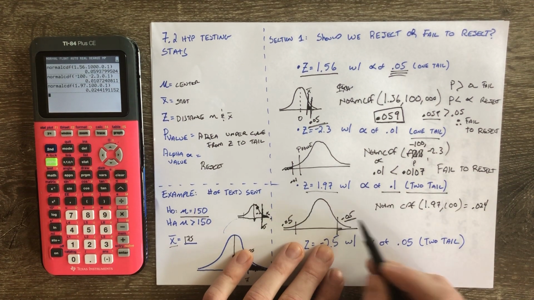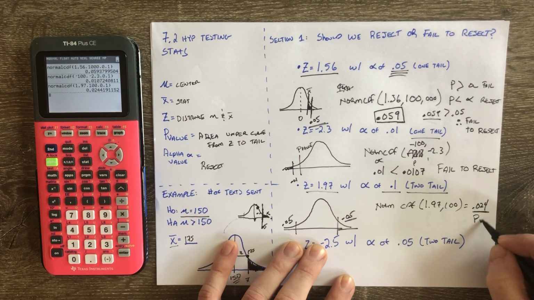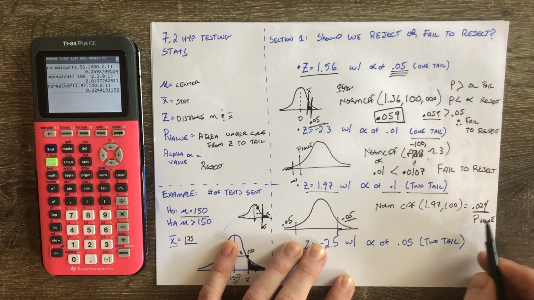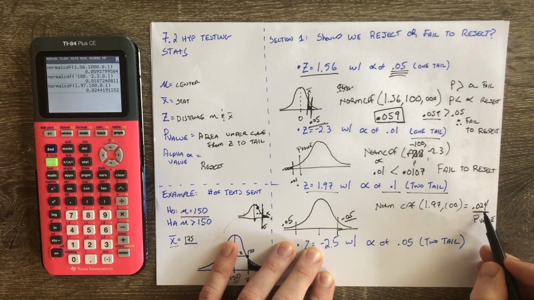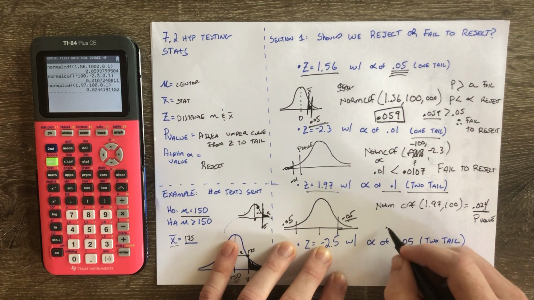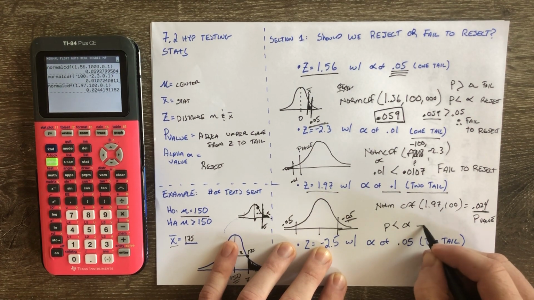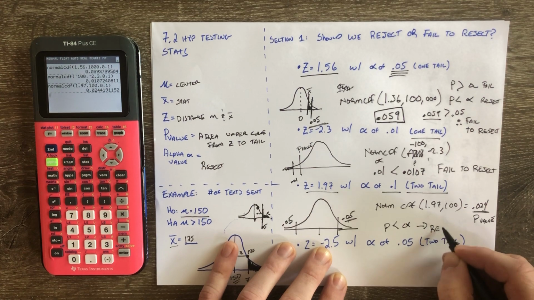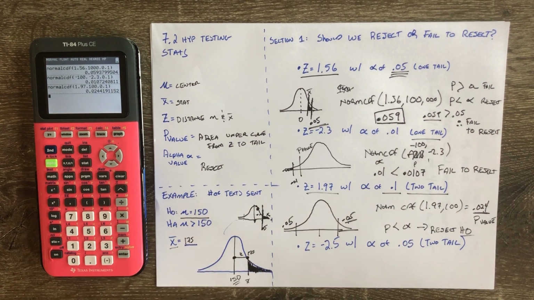So this was our alpha value, 5%. We just got a p-value, the probability of it happening given that the center is actually true, is about 2.4%. So because this 2.4% is less than 5%, so our p-value is less than our alpha value, we reject H0 for HA.